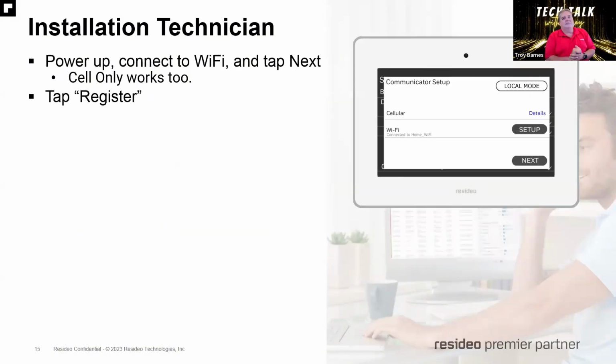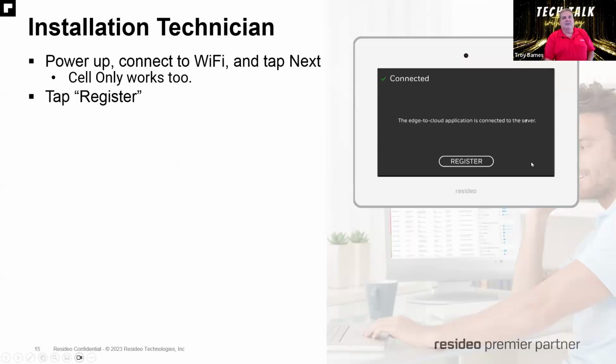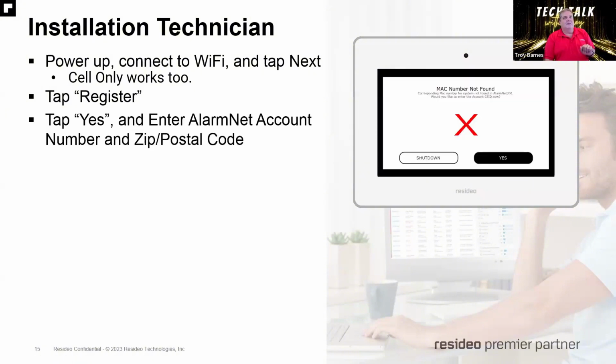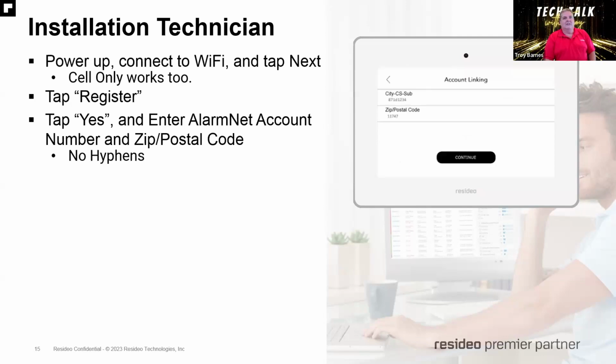Now, you go out there, you power the system up, it comes up, you tap next. Okay, so we're going to tap the next button after you've connected to Wi-Fi, and then you're going to tap register. Okay, remember, you haven't even looked at the MAC address on this panel. Okay, once you hit register, it talks to our servers and it says, hey, the MAC ID is not found. Would you like to enter the account CSID now, meaning the account number? And so you'll click yes.